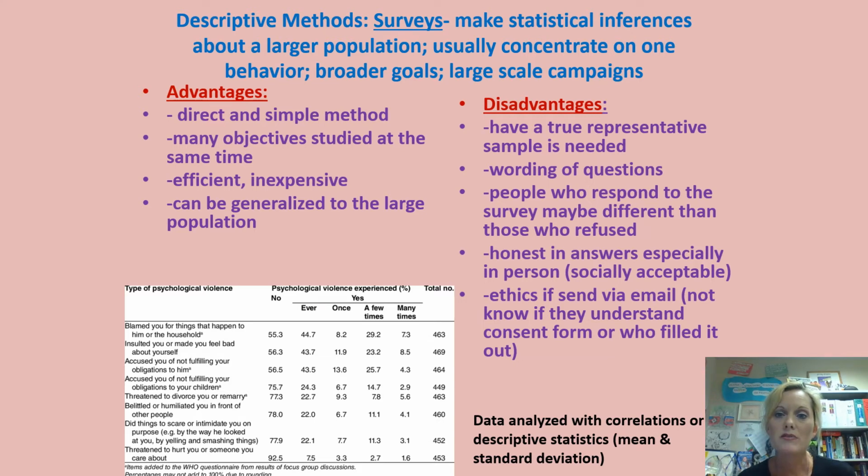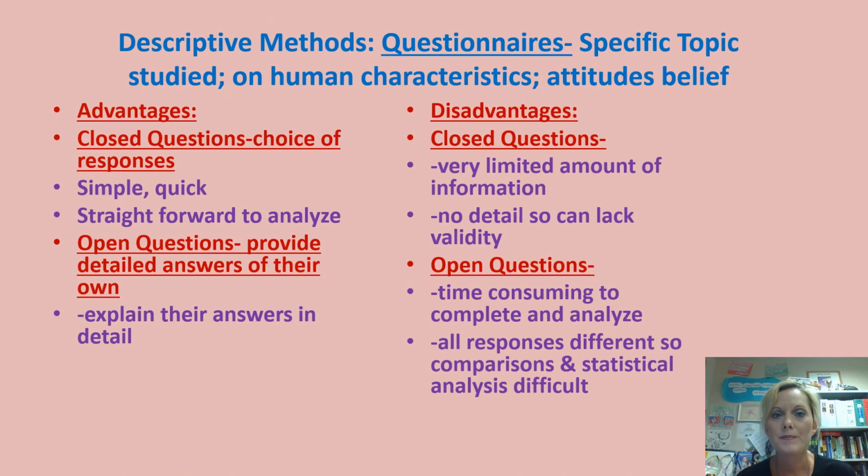People who respond to the survey may be different than those who refused. And honesty, of course, and that's social acceptance. If they know that you're going to know who they are, they may answer a certain way. And then ethics: if you send it via email, they may not know and may not consent to taking that survey. So depending on what the survey is going to be used for, you may need to have that consent if they're going to be in a study.